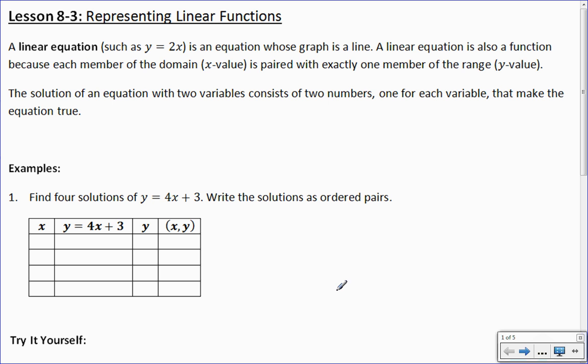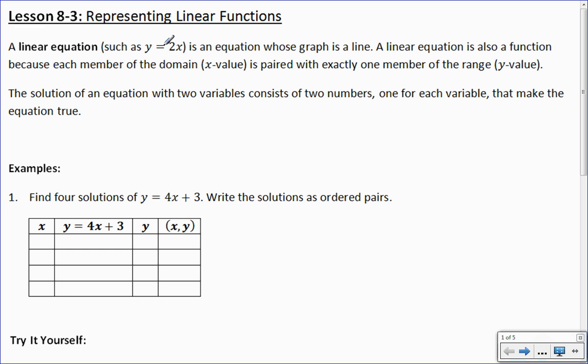Okay, this is lesson 8.3, representing linear functions. A linear equation, such as the equation y equals 2x, is an equation whose graph is a line. A linear equation is also a function because each member of the domain, the x values, is paired with exactly one member of the range, the y values. And you can see that from this equation.